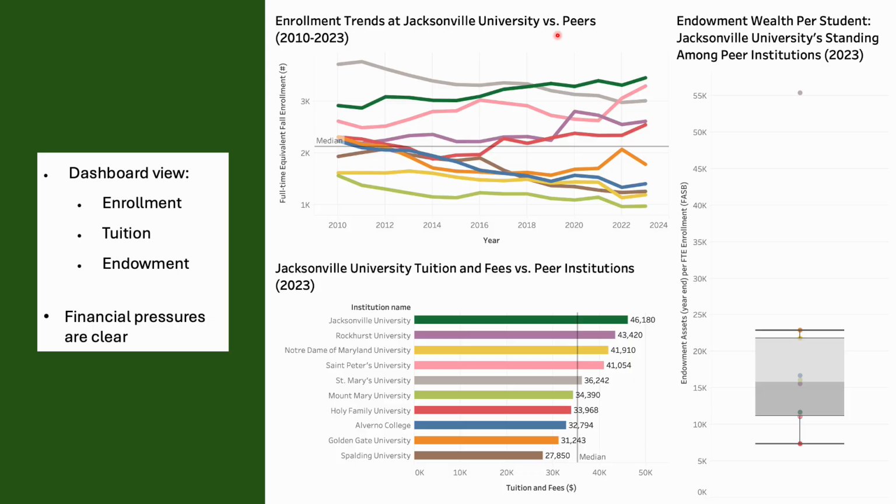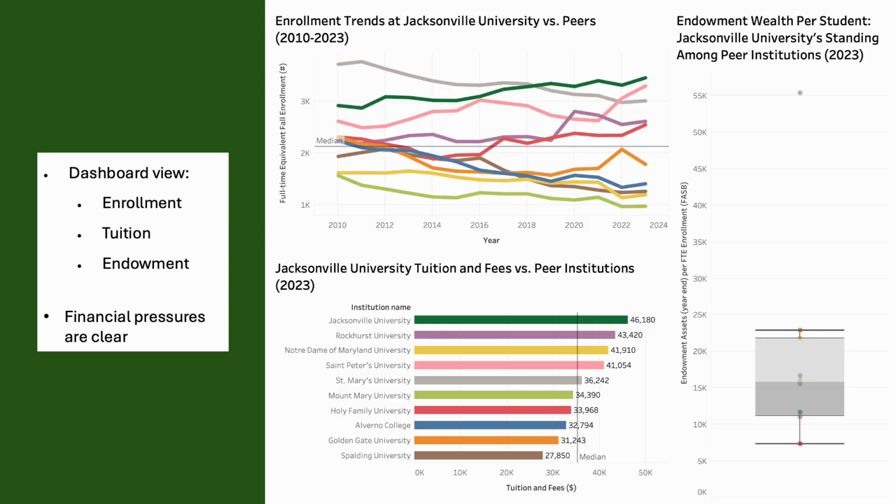JU has been successful in attracting students and charging premium tuition. We see that here. However, its weakness in endowment support per student stands out. While revenues are strong today, there is little financial protection for the future. For leadership, this dashboard should serve as an early warning sign. It shows that JU must either grow its endowment quickly or rethink its spending if it wants to protect the progress made through enrollment growth. Considering this, we now know the basis for JU leadership to create the Future Focus initiative.